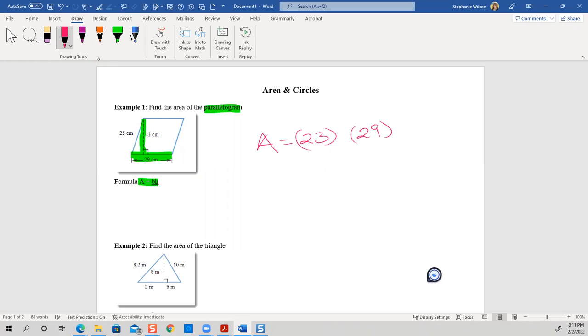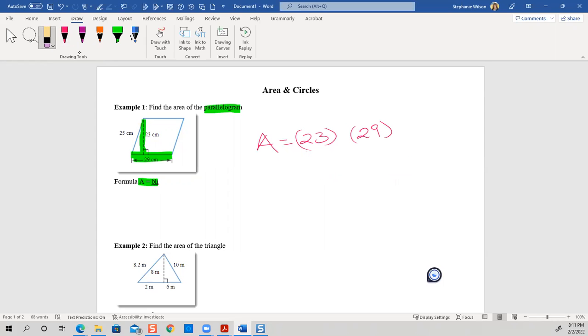And I just want to show you something. It's 23 centimeters times 29 centimeters. And we can rewrite it as 23 times 29, and it gives me centimeters squared. And that's where the unit centimeter squared comes from. So I just wanted to show you that right quick.